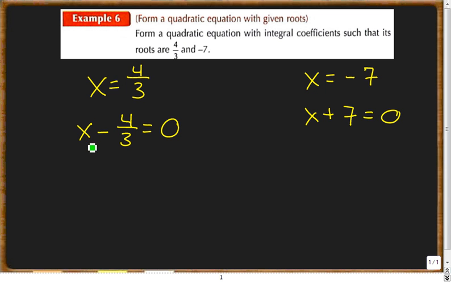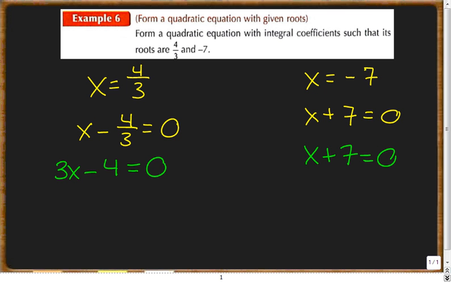So instead of thinking of this as x minus 4/3 equals 0, we could multiply everything by 3, which is this denominator right here. So this could be called 3x. And instead of minus 4/3, we can call that minus 4. And the 0 times 3 still ends up being 0. So these two have the same solution. One's just inflated. And then this one is x plus 7 equals 0.